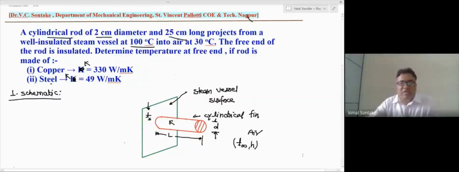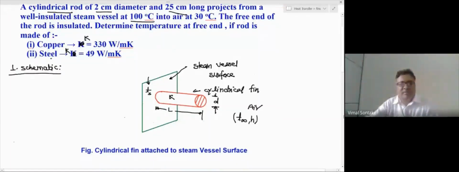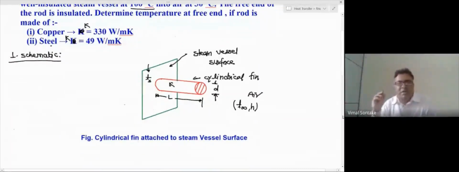So this is the required schematic of this problem. There is a steam vessel surface. One cylindrical rod is attached as a fin to enhance the heat transfer rate. Its length is L, k is thermal conductivity, diameter is d. Steam vessel surface temperature is, let's say, Ts, and it is exposed to the air, having temperature T infinity and convective heat transfer coefficient h. Try to draw along with me.